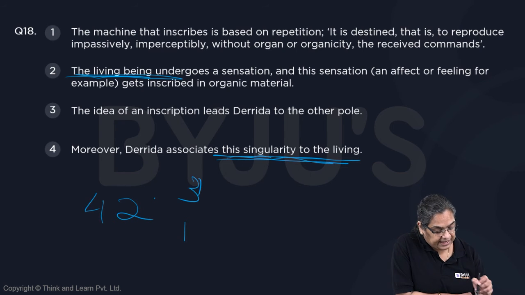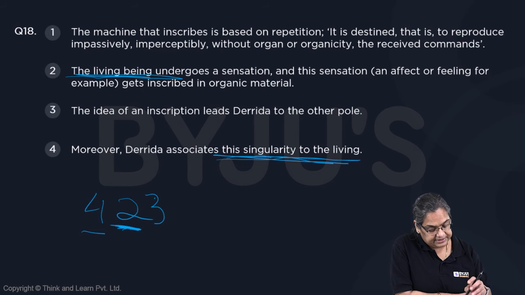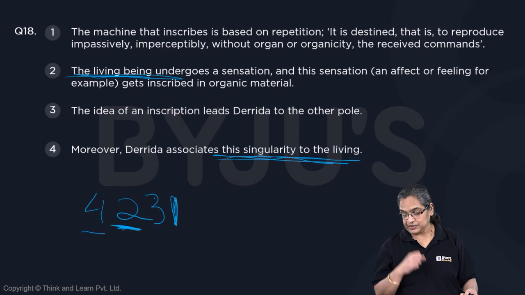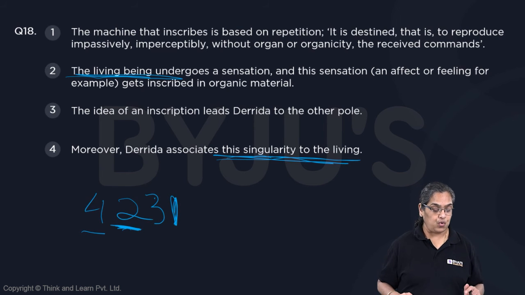Derrida associates the singularity to the living. The living being undergoes a sensation, gets inscribed. The idea of an inscription leads Derrida to the other pole. The machine that inscribes is based on repetition. So my correct order will be 4-2-3-1.